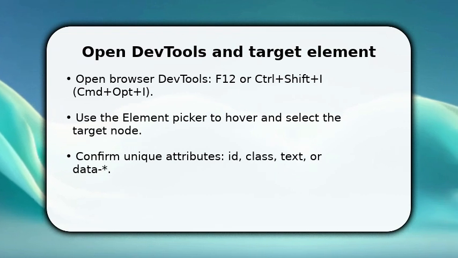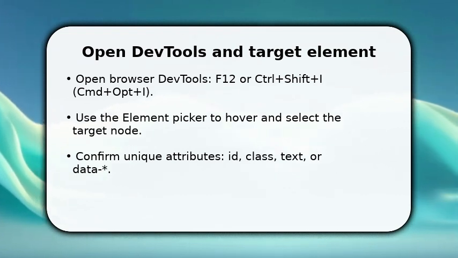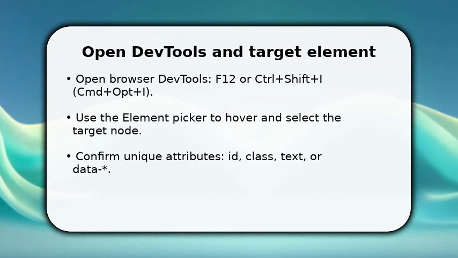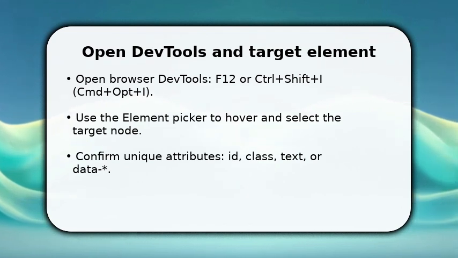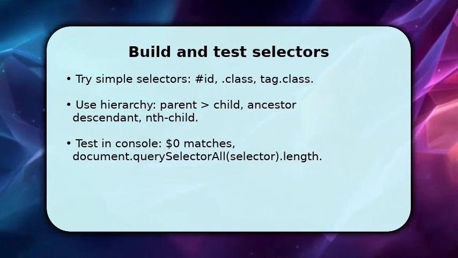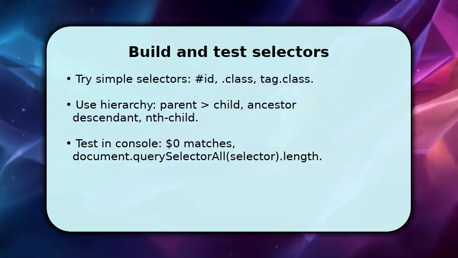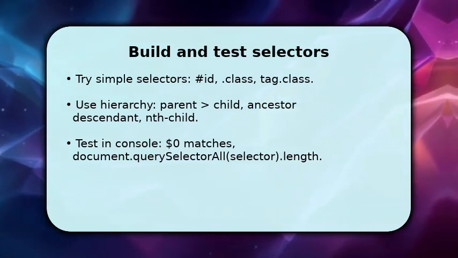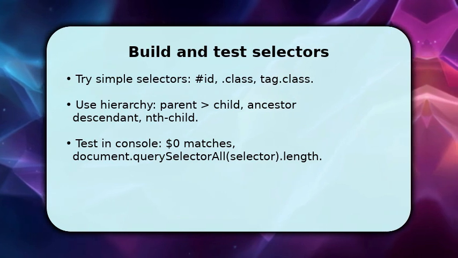Now construct selectors progressively, starting simple and adding context. Try hash ID first. If none exists, combine tag and class like div.card or input.primary. When duplicates appear, include structural clues such as parent-child or nth-child(2) to pinpoint the exact node.